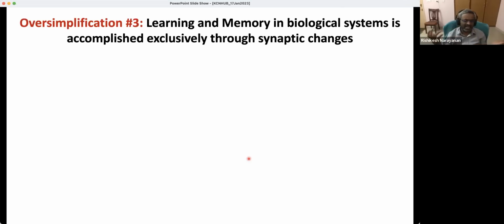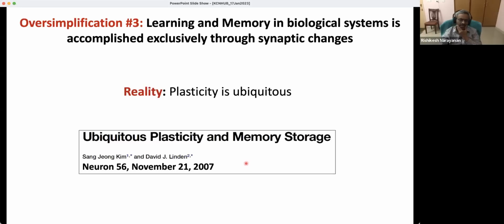This started much before Hebb. One could call Hebbian plasticity Andersonian plasticity, because if you look at Hebb's rule, you see versions of it in James Anderson's books a long time ago. So the idea that it is synapses where changes occur has been around for a while, and that's what drove us to this idea that learning and memory is accomplished exclusively through synaptic changes.